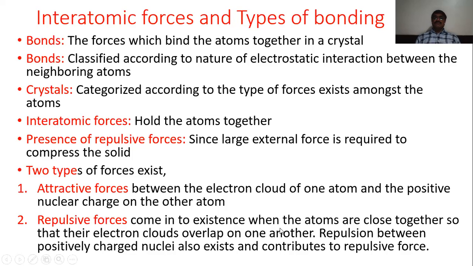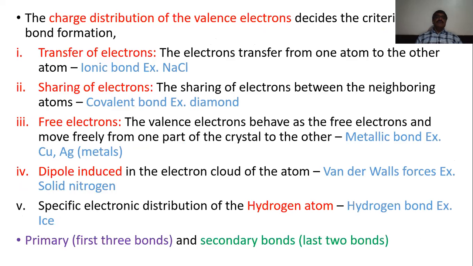There also exists a repulsive force. The repulsive force exists when the two atoms come so close to each other that the electron clouds of the atoms overlap on each other. And since these electron clouds are of negative charge, there exists a repulsive force between identical charges, that means between these negative charges of the electron clouds, and hence a repulsive type of force also exists. The repulsion does not only exist between the electron clouds, but also between the two positive nuclei of the two different atoms. That means there are two types of contribution to the repulsive forces between the atoms: one is due to the positive nuclear charges, and another is due to the negative charges of the electron clouds of the two atoms. Okay.